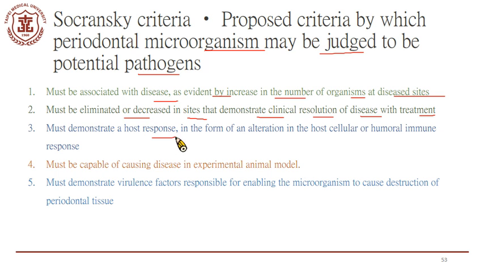They must demonstrate that hosts respond with an alteration in the host cellular or humoral immune response. That means your body is reacting to that bacteria. They must be capable of causing disease in an experimental animal model. Of course, as we said, sometimes it's difficult to control these bacteria and actually create periodontitis in animals. They must demonstrate virulence factors responsible for enabling the microorganisms to cause destruction of periodontal tissue. So again, we don't just need to find this bacteria there. We also need it to be associated with the destruction that is happening in the periodontal disease because of this bacteria.